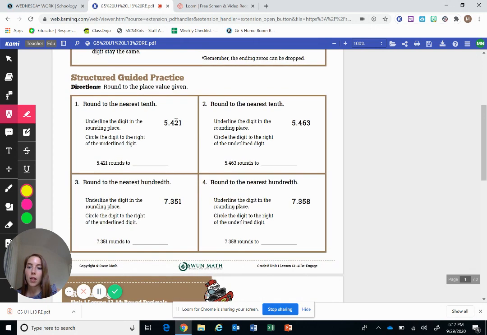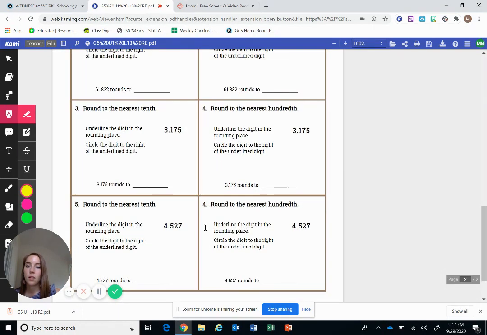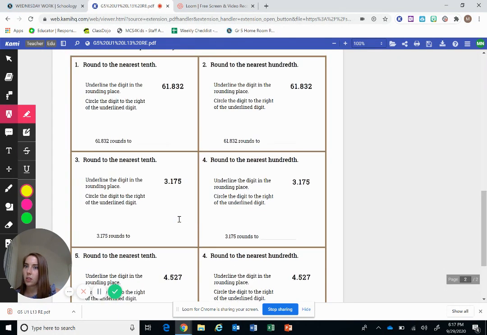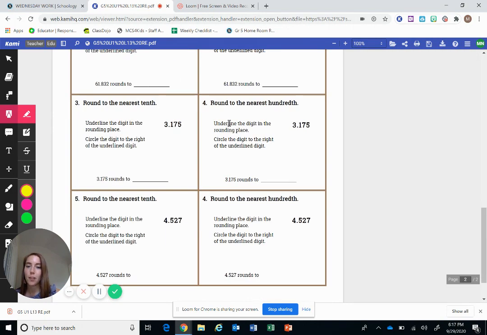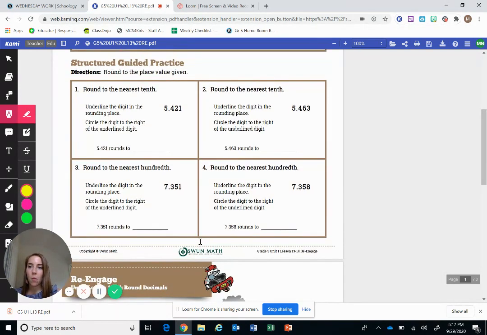We are going to be doing numbers 1 through 4 together, and then you will need to do all 6 of these by yourself. These are not numbered right, but you'll have to do all of them. So let's practice a little bit. Number 1, round each number to the nearest tenth.